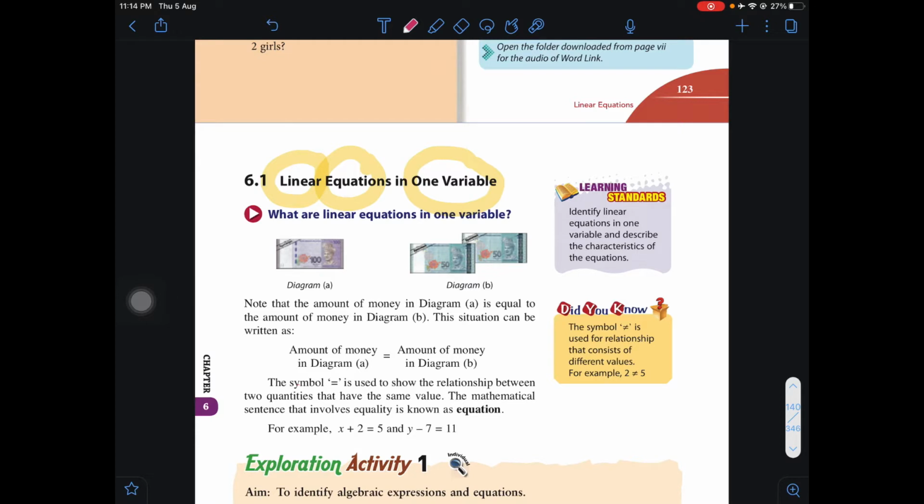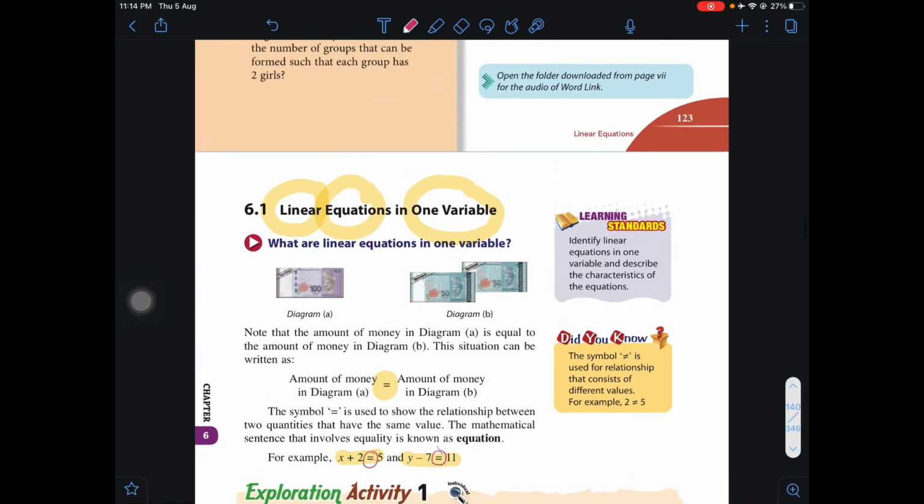Diagram A, diagram B. The amount of money in diagram A is equal to the amount of money in diagram B. Equation means that there must be an equal sign. To be an equation, you need to have an equal sign. So x plus 2 equals 5 and y minus 7 equals 11. These are equations because they have an equal sign. Next, linear.